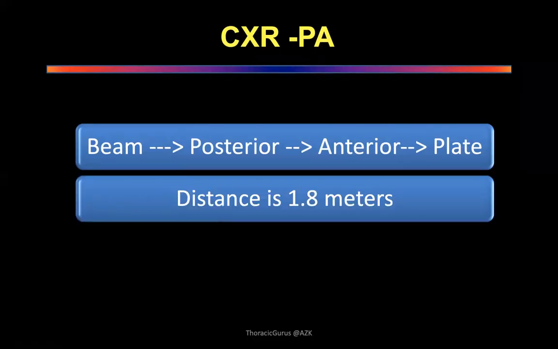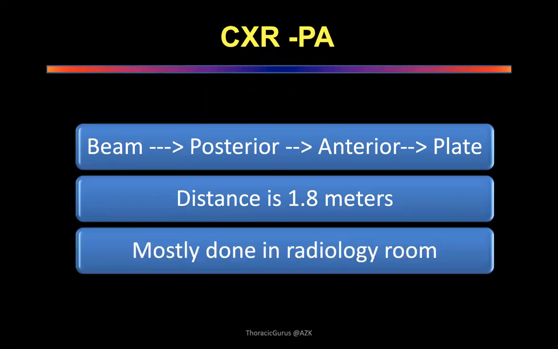The distance between the beam and the plate is 1.8 meters. This is a standard protocol for doing a chest X-ray PA, mostly done in the radiology room and mostly done on deep inspiration. Because when you take in a deep inspiration, the diaphragm goes down and you see all the crevices and the recesses of the lung, particularly into the costophrenic and the cardiophrenic angles. So always the best film is on deep inspiration.